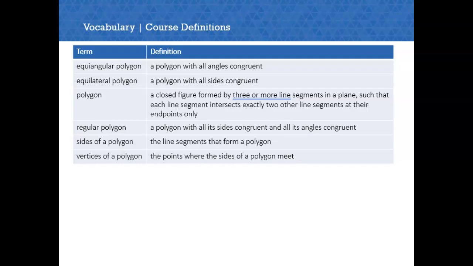As with all of geometry, the definitions are important. So let's first talk about what a polygon is. It's a closed figure formed by 3 or more lines such that each line intersects exactly 2 other line segments at the endpoints only. The sides of a polygon are the line segments. The vertices are the points where they meet. So let's just draw one right here.